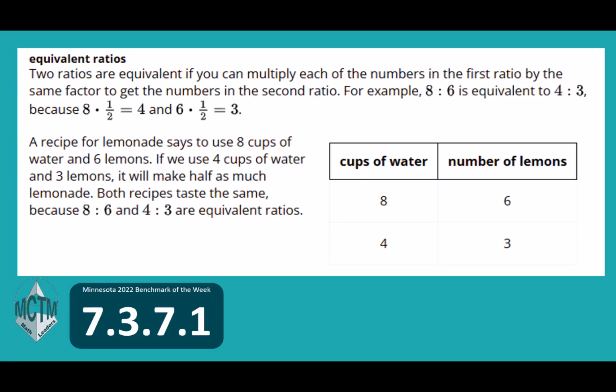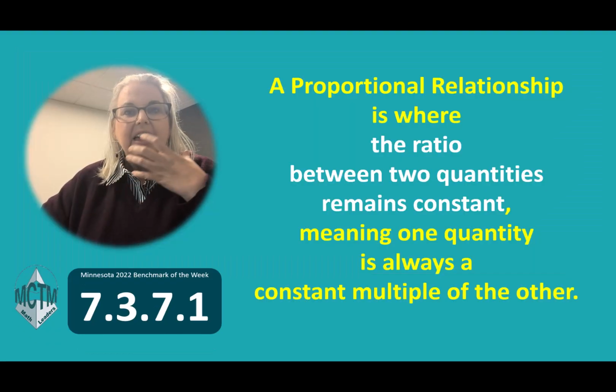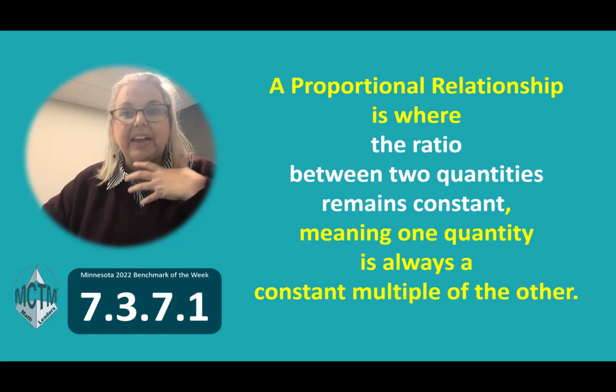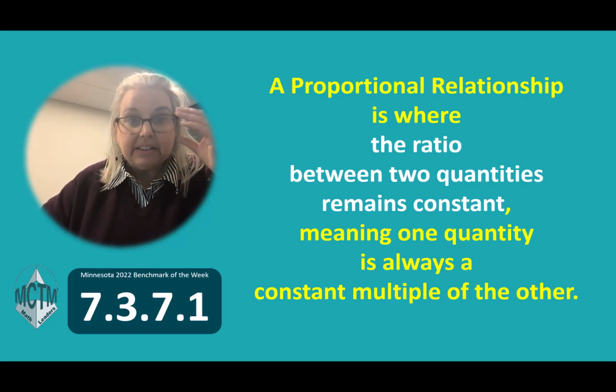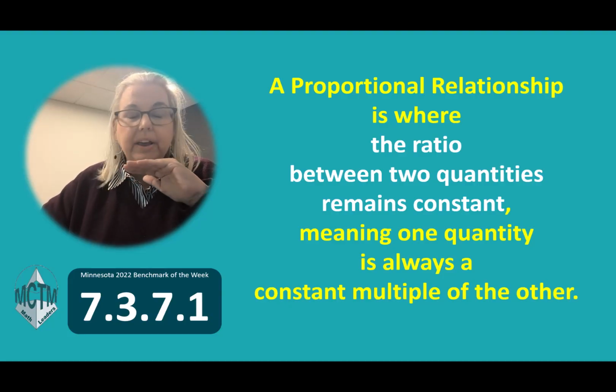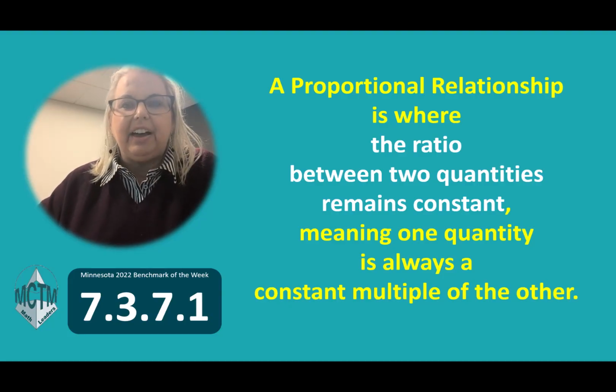And so students are coming hopefully with a depth of understanding around equivalent ratios. And we want to make sure that they have that understanding. And then we want to build a definition of proportional relationships where that's something where the ratio between two quantities remains constant, meaning one quantity is always a constant multiple of the other.